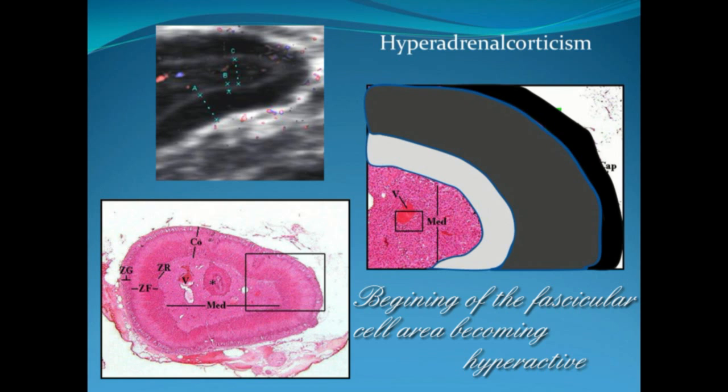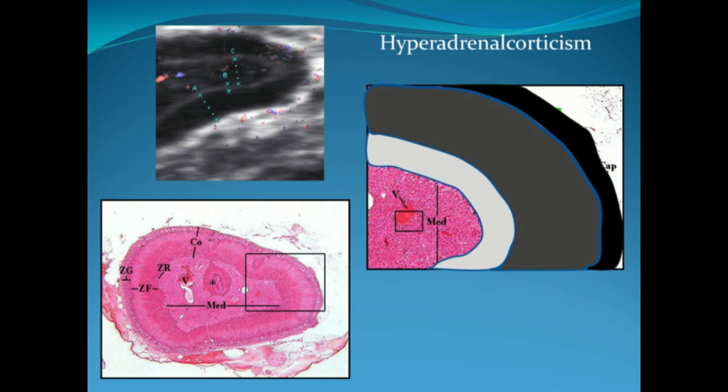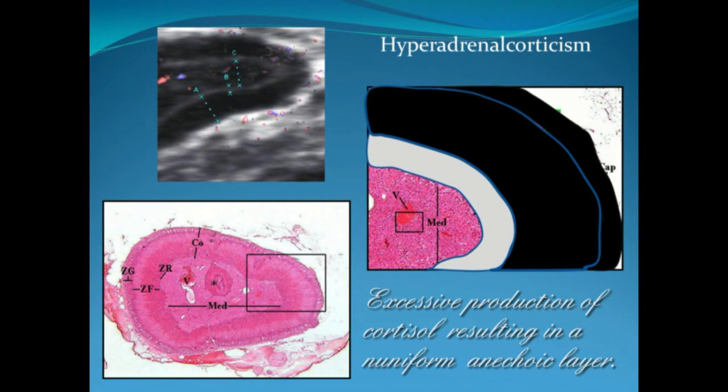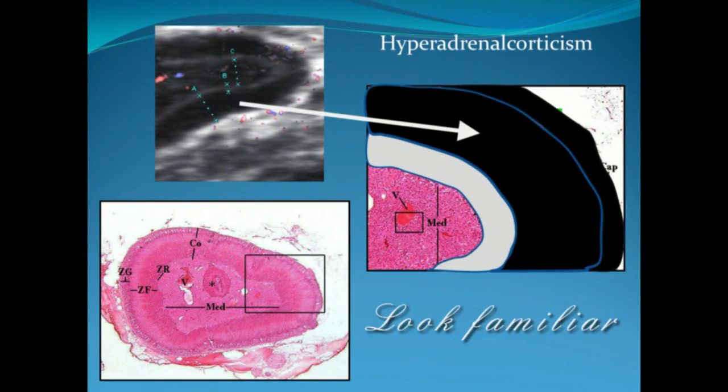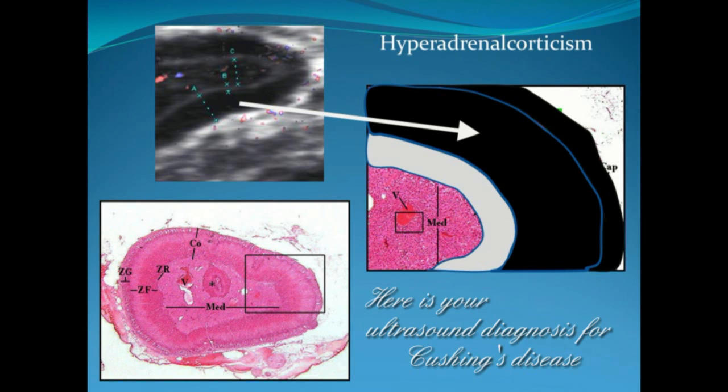So sometimes you can't see the change right away depending on the sensitivity of your machine, but eventually that whole layer, the fasciculata, is going to become anechoic as it becomes more and more uniform, as the production of the cortisol becomes its main priority. So if we look at the image that's on the top left of this screen, notice how thin the zona reticularis is compared to the hypoechoic area that is now the combined glomerulosa and fasciculata.